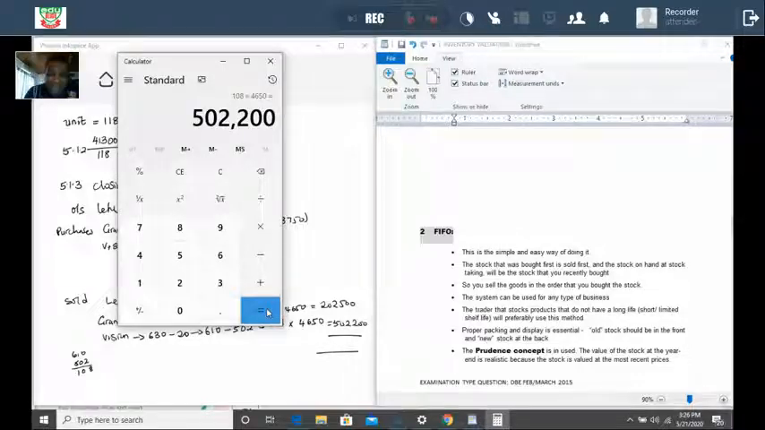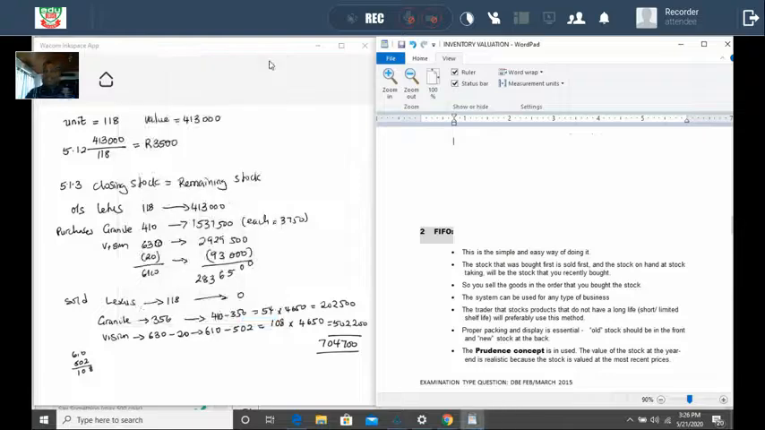We add it to what we already had on the granite, which was 202,500 plus 70,200. Now you can all see there it is, 704,700. So we've comfortably calculated our what? Value of closing stock.